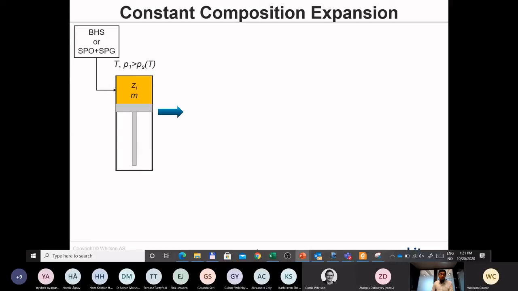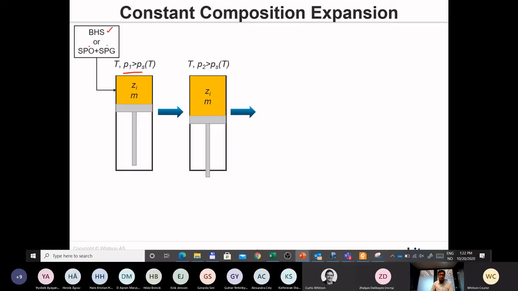How the experiment is done is very, very simple. You take either a bottom hole sample, or separator oil and separator gas samples recombined together to create the well stream composition. And we take either the bottom hole sample or the recombined sample into the PVT cell. So we have this ZI, that's our total composition. And we have a constant mass of that composition that we have put into the PVT cell. And we start the experiment at pressures higher than the saturation pressure at the given temperature.